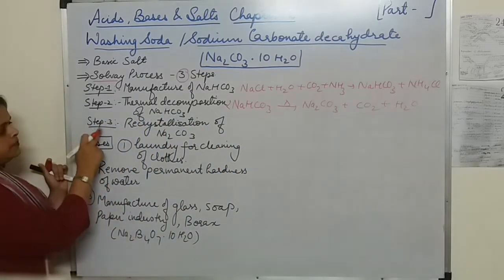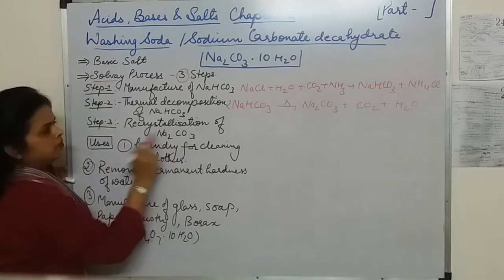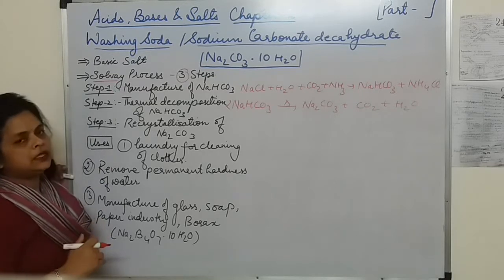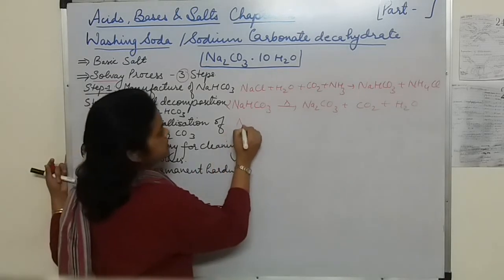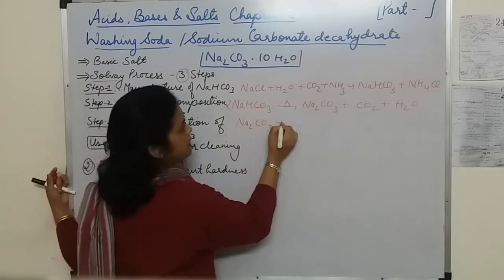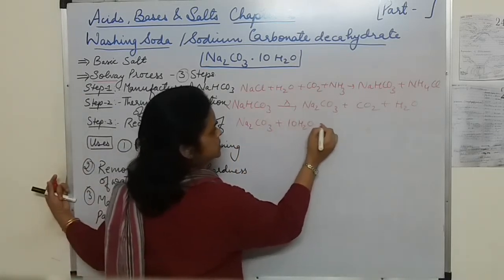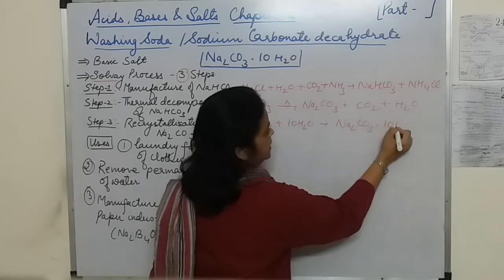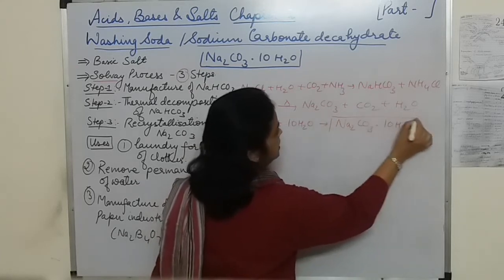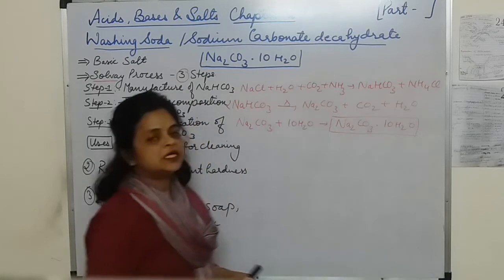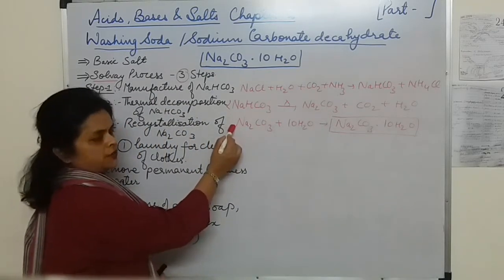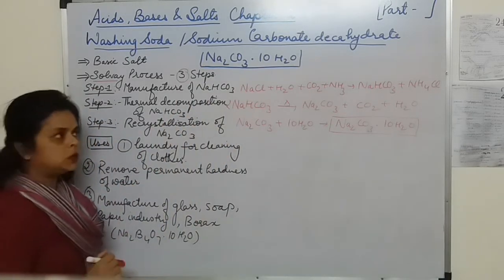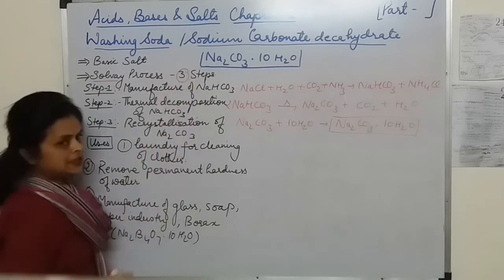Now step 3, recrystallization of sodium carbonate. This sodium carbonate is dissolved in water, and then the recrystallization is done. So the third step, Na2CO3 plus 10 water molecules gets added and it forms Na2CO3.10H2O, and this is our washing soda. Students, in our textbook we have been given the last reaction. The first 2 reactions were discussed in the case of baking soda, so you can go through it. So actually it is taking place in 3 steps.